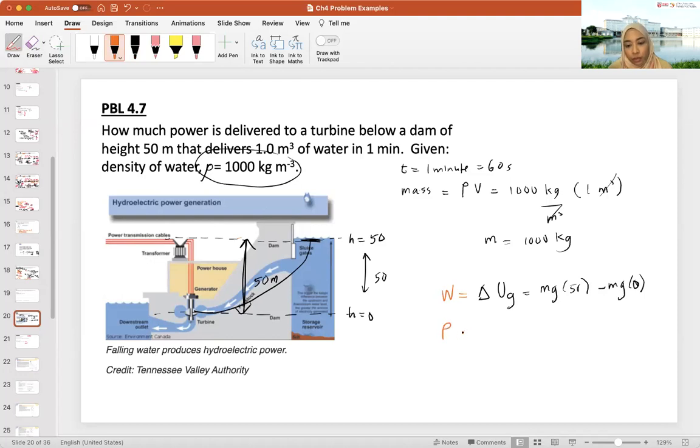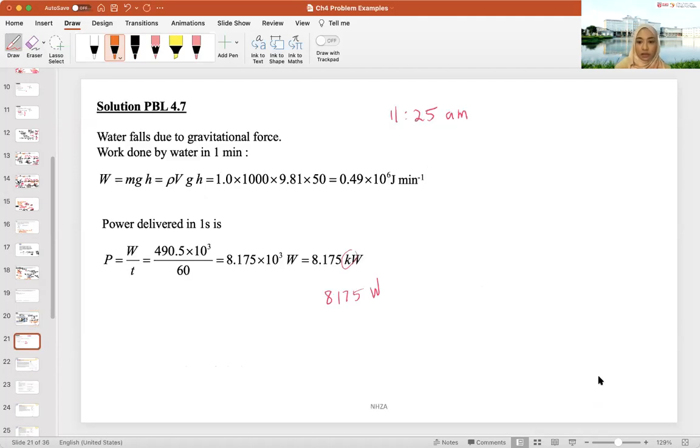So if I wanted to know what is power, I need to know work done over time. So here M is 1000, and then this is 9.81, and this is 50. This guy is 0, divided by 60 seconds. Whatever that is, you will get your answer in watt. So let's see the answer. So 1 times 1000 times 9.81 times 50, this is the answer. And power delivered in 1 second is work done, same answer over here.